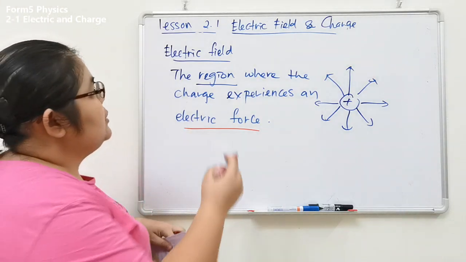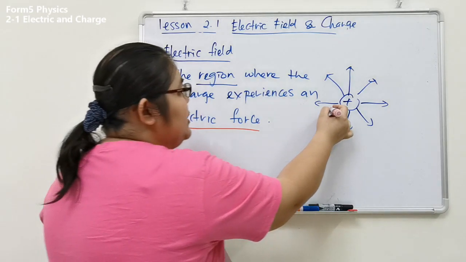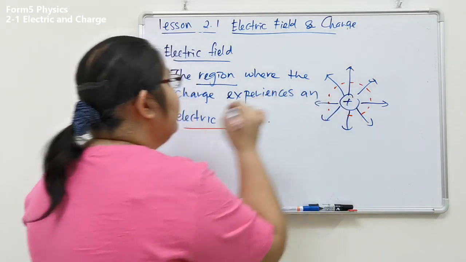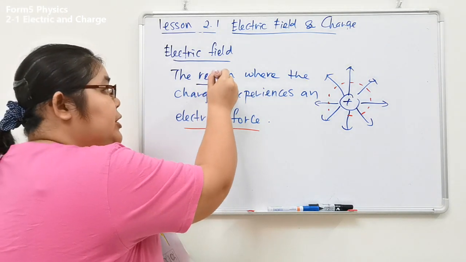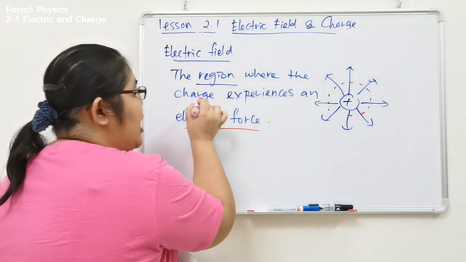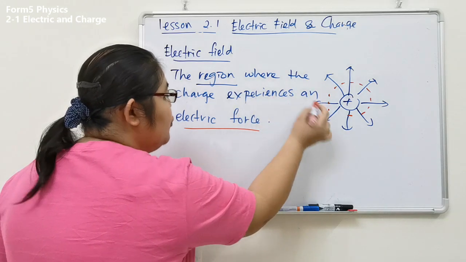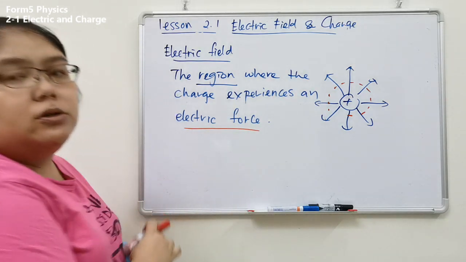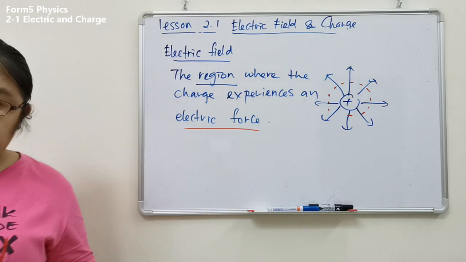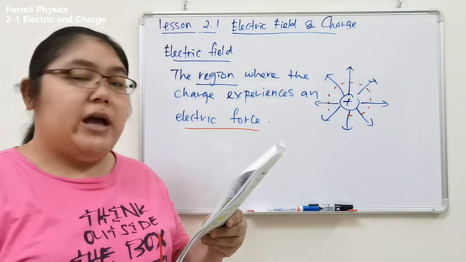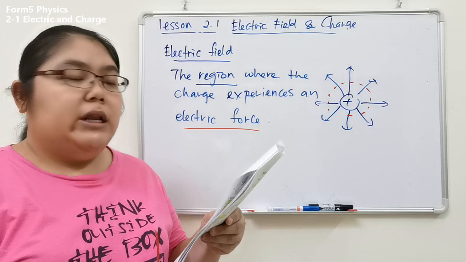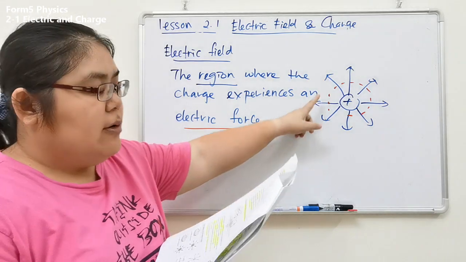Okay, so from here, this is a region. That means this whole area. This whole area we call an electric field. So remember the definition: the region where the charge experiences what? Electric force. So we call it an electric field. Now the electric field can be represented by arrow lines. We call it the electric field line. This is the electric field line.